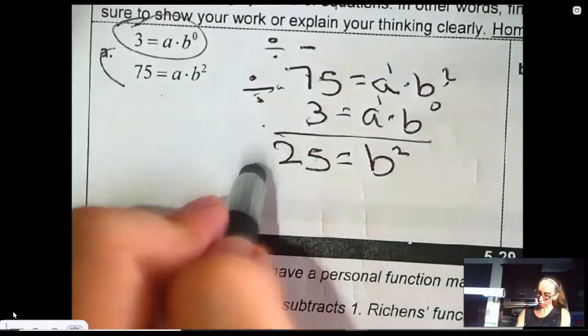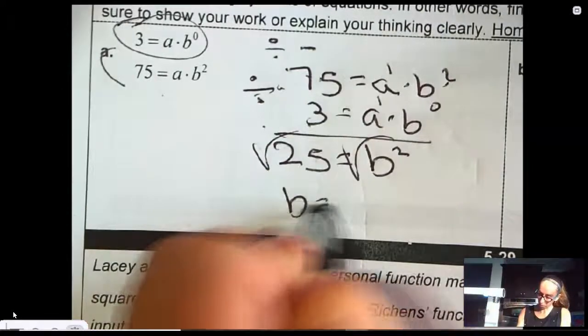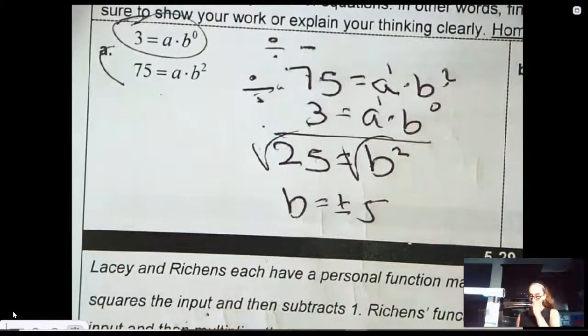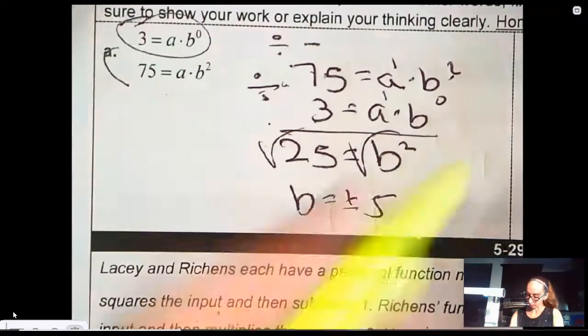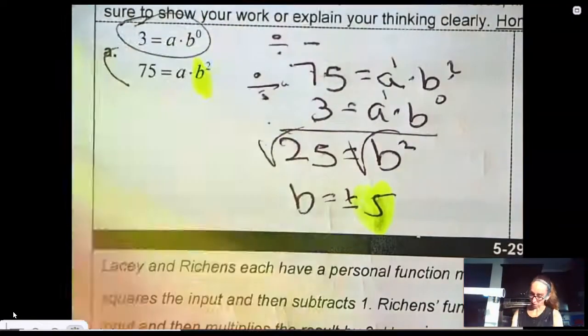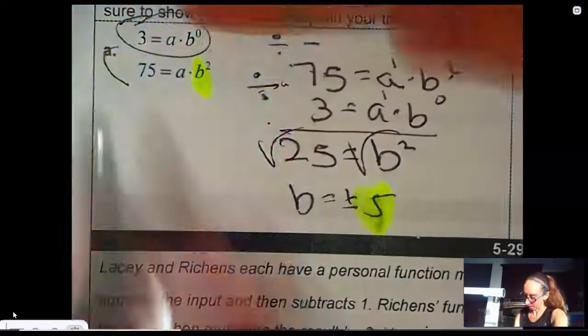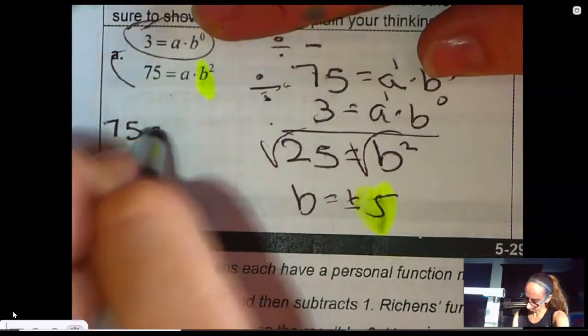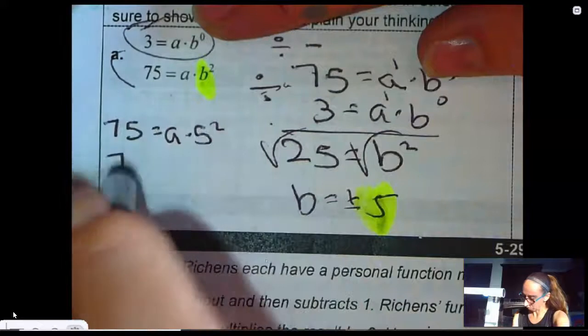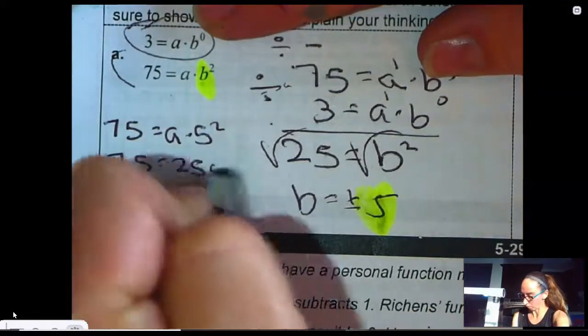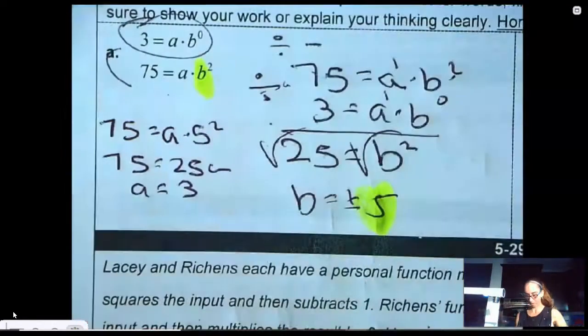And now how to get rid of a square? Square root. B equals plus or minus 5. So B could actually be positive 5 or negative 5. Either way, I'm going to plug 5 in there, and I'm going to see if I can get my A. 75 equals A times 5 squared. 75 equals 25A. A equals 3.